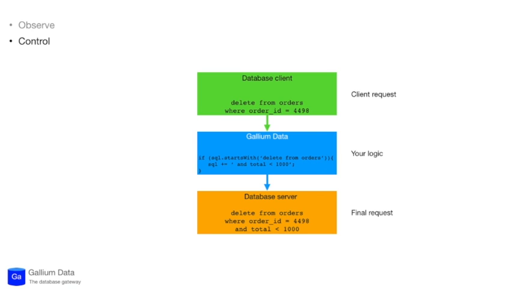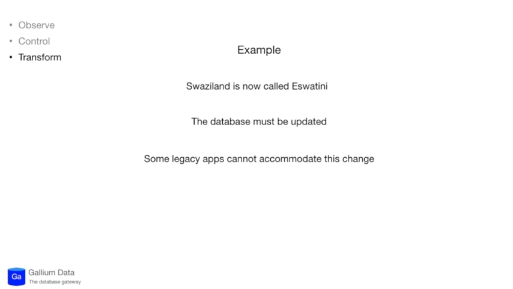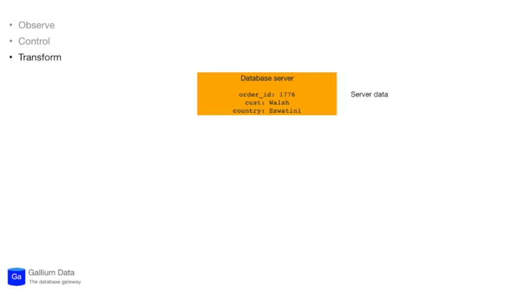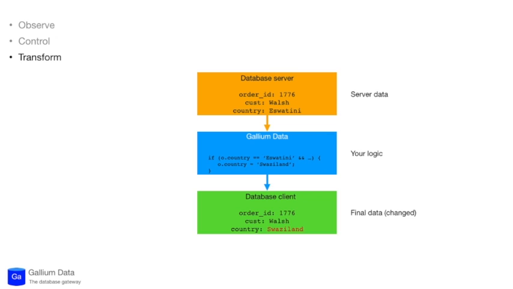Let's take one final example. The country of Swaziland has changed its name to Eswatini, so we have to update our database to reflect that. But we have some legacy apps that cannot accommodate this change. This is a fairly common scenario. Here, Gallium Data receives the data as it comes back from the server, and again, by applying the logic that you define in Gallium Data, depending on who is requesting this data, it may translate the data to accommodate our legacy apps.